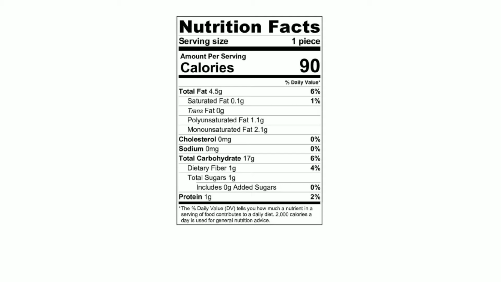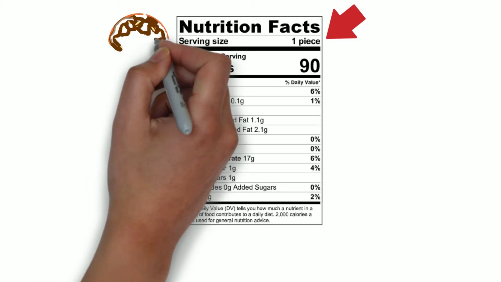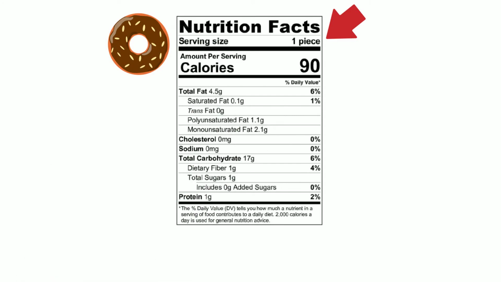So to start, one aspect of the label you'll be familiar with seeing is the serving size. Now, this is important when dieting as all of the nutritional information, so calories, carbs, fat, protein, etc., corresponds to that specific serving size, whether it be one item, like a donut, or a number of items, like 5 biscuits.